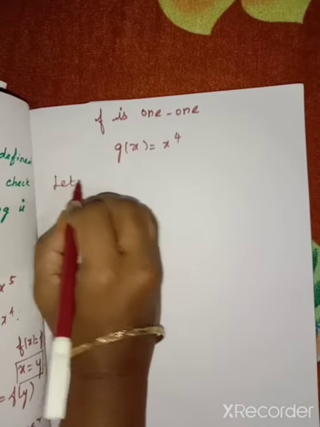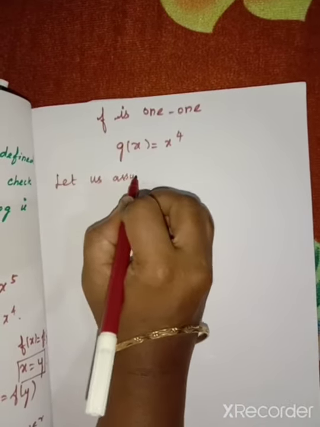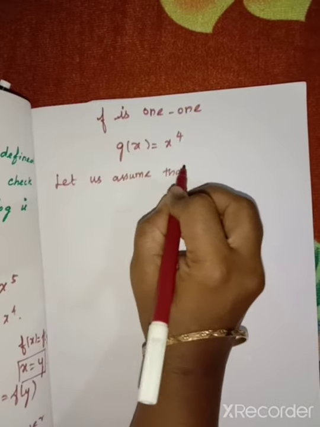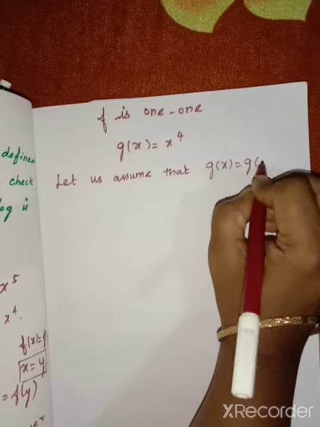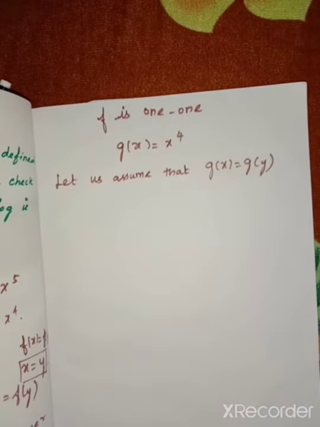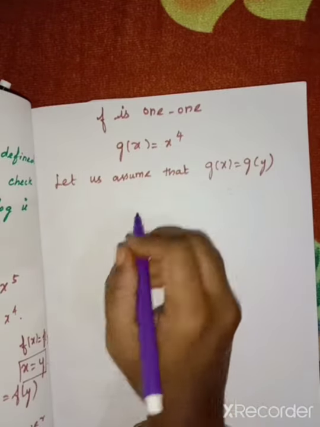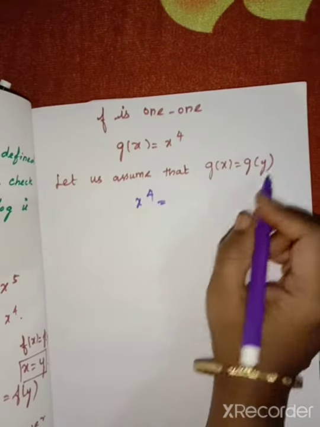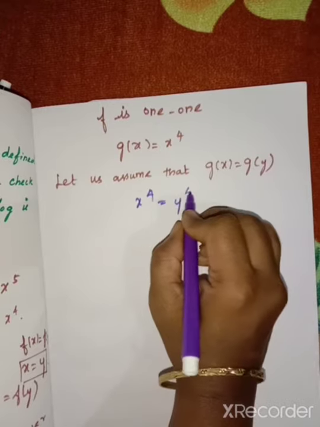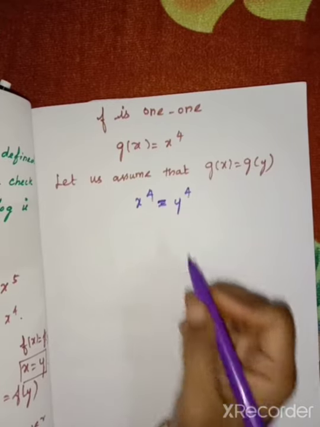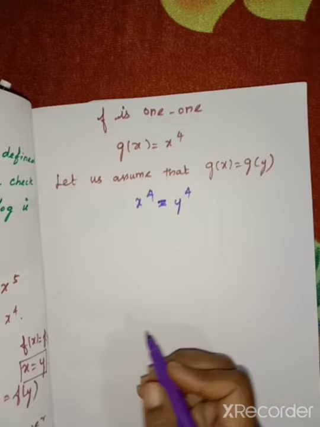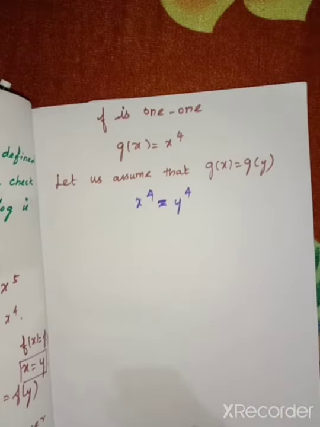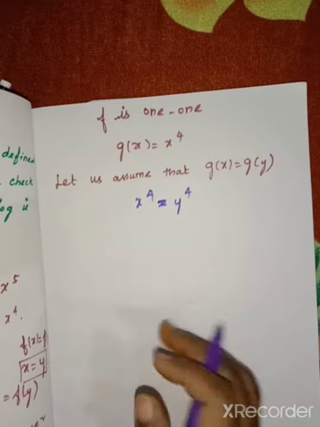So let us assume that g of x equal to g of y. Like that we take it and substitute here. In place of g of x we substitute x power 4, equal to g of y, that is y power 4. So 4 is considered as an odd number or even number? Yes, it is an even number. So we can write it straight away. If you want any proof, you can do it by yourself.